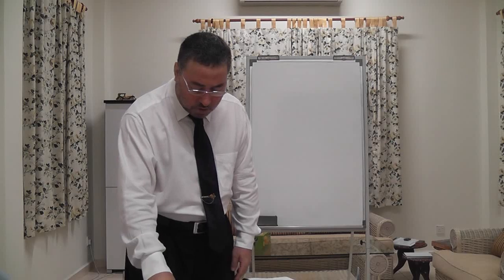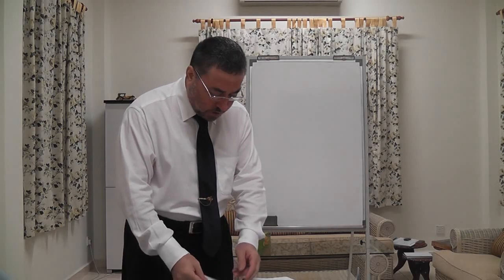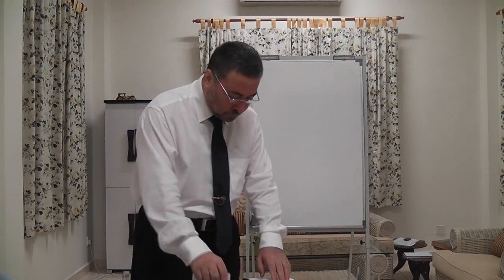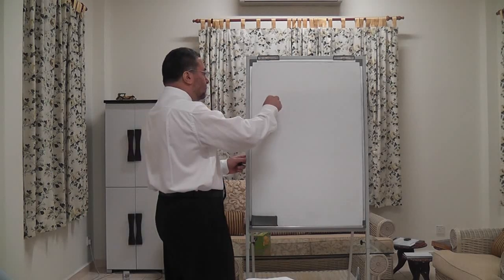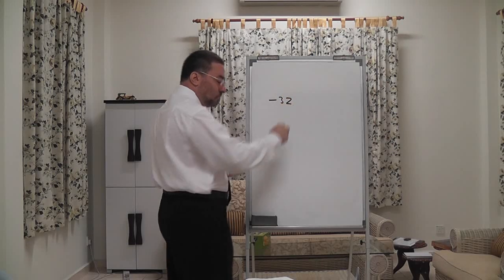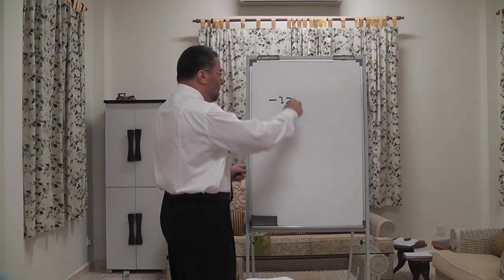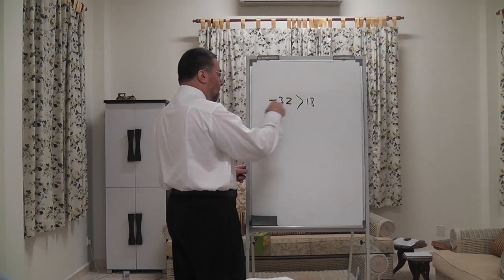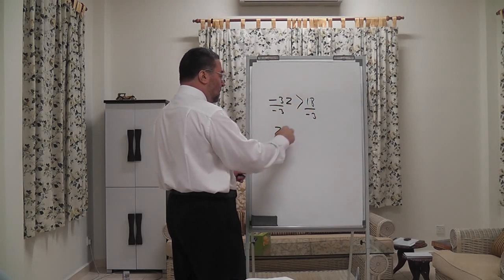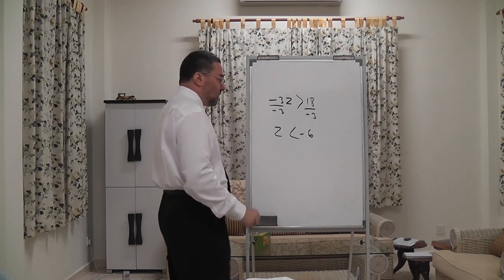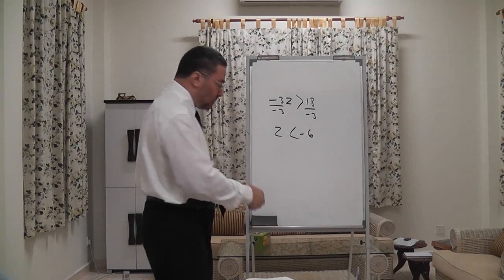We will start with number 8, and that's minus 3z more than 18. We divide by minus 3, and we have to change the sign, so that will be z less than minus 6.